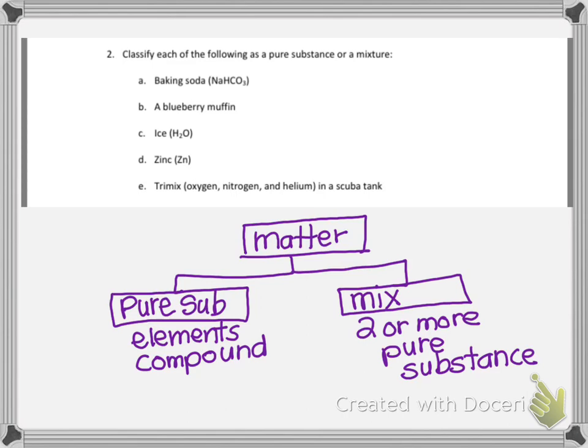So letter A, baking soda. Well, here's a formula. And so I see that this formula has sodium, hydrogens, carbons, and oxygens. So this formula represents a compound, and a compound would be a pure substance.